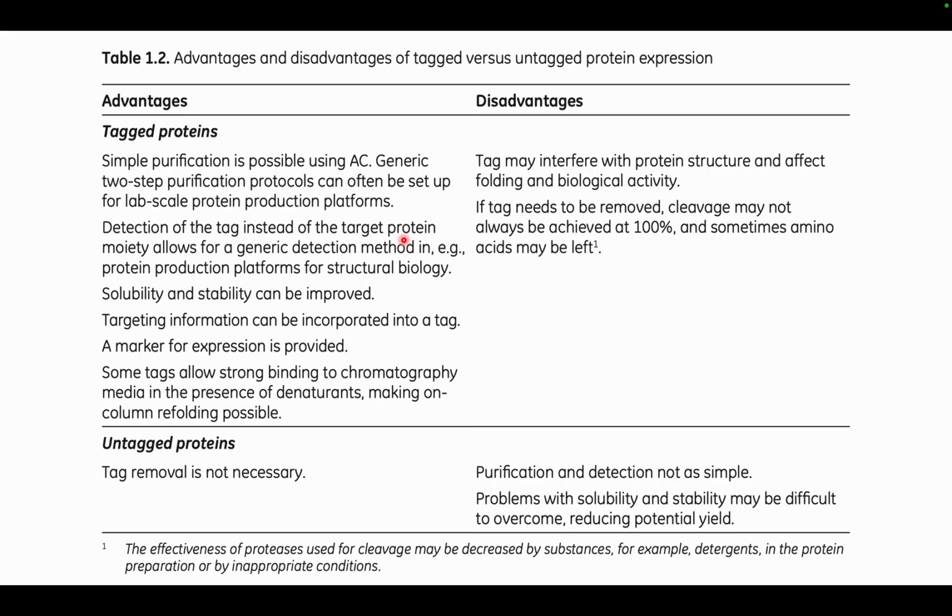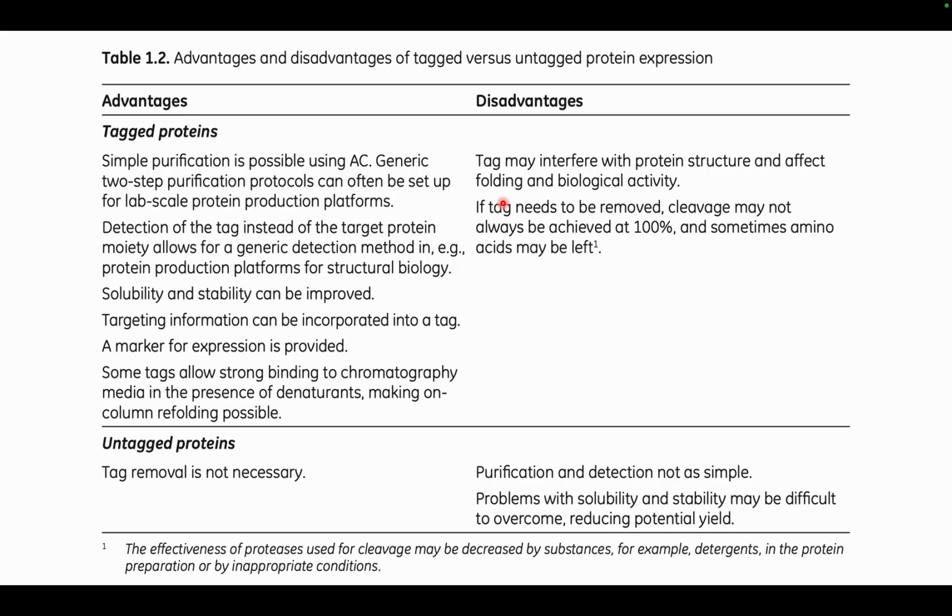But of course, tags also have some disadvantages, that the tag may interfere with the protein structure and affect the folding and activity of the protein. So if the tag does not allow the protein to fold properly, then you can purify it, but you'll be purifying a non-functional protein. So this is something you have to keep in mind.